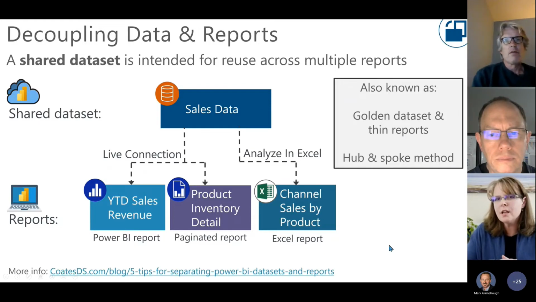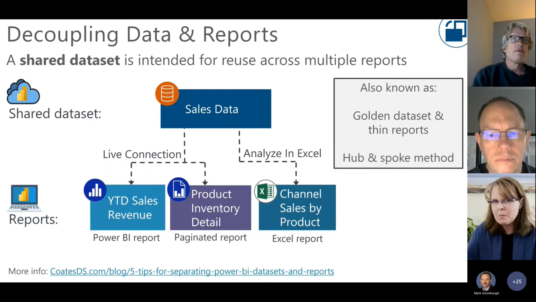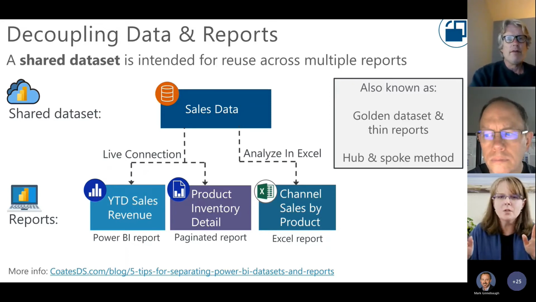So if you've heard the term golden data set and thin reports, a lot of people in the community use that term. That's exactly what we're talking about here. Or if you've heard the term hub and spoke method, that one's not nearly as common. Same idea as well.